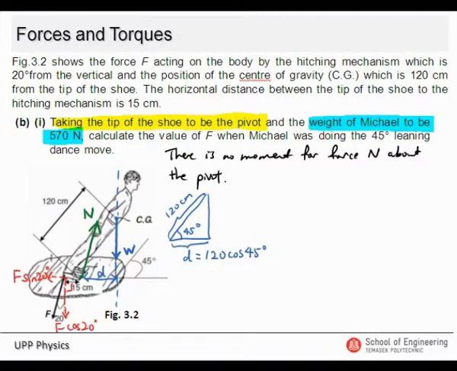With all these distances found, we can proceed to calculate force F. Now you may wonder what happens to F sine 20 degrees. Well, that force is parallel to the distance of 15 cm. Therefore, F sine 20 degrees does not contribute to the moment. Perhaps I should write it down.